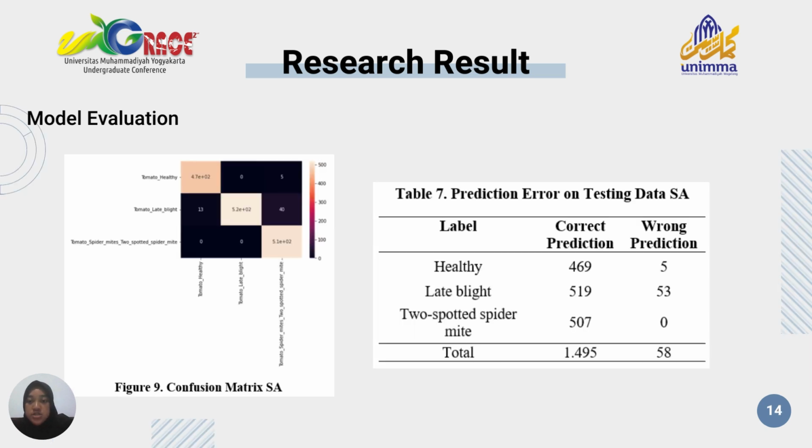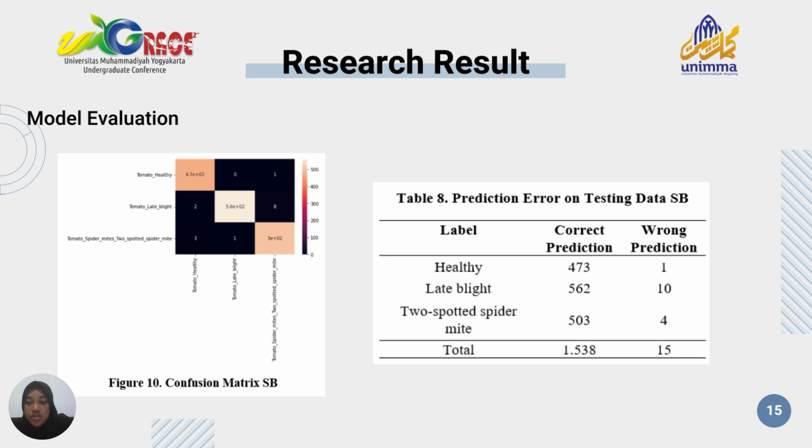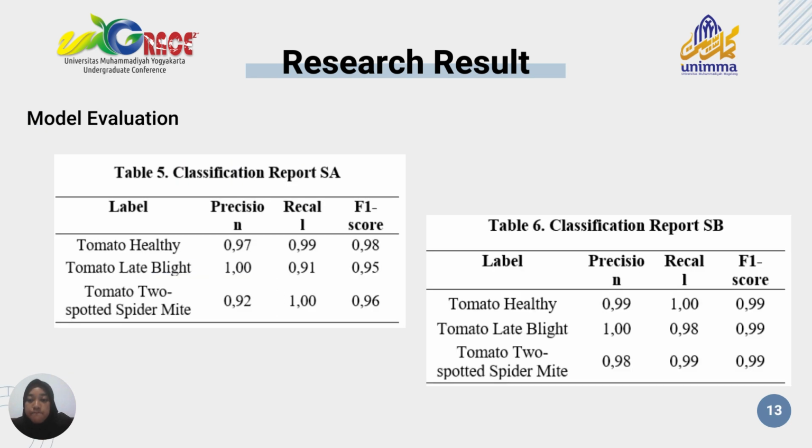Anyway, evaluation of the model is also visualized with a confusion matrix to compare the predicted label with the actual label, as an illustration of how well the model works, and it can be used to calculate its performance measure. And a classification report of SA and SB shows that precision, recall, and F1 score values of the three labels are almost close to 1, which means that both models have good performance.